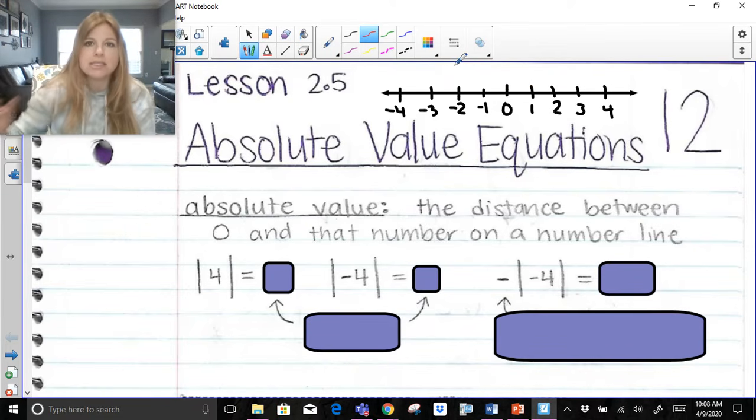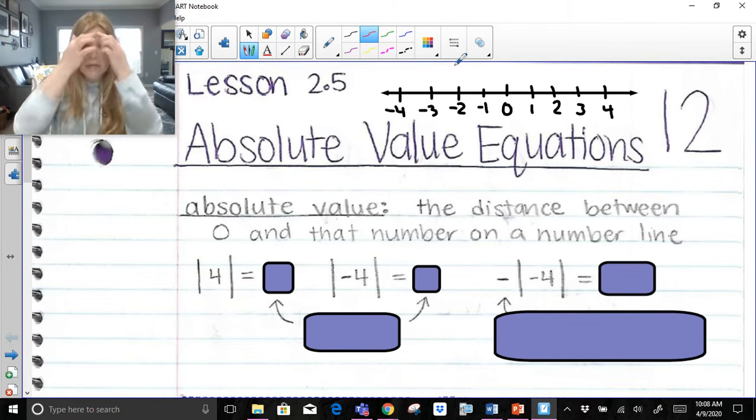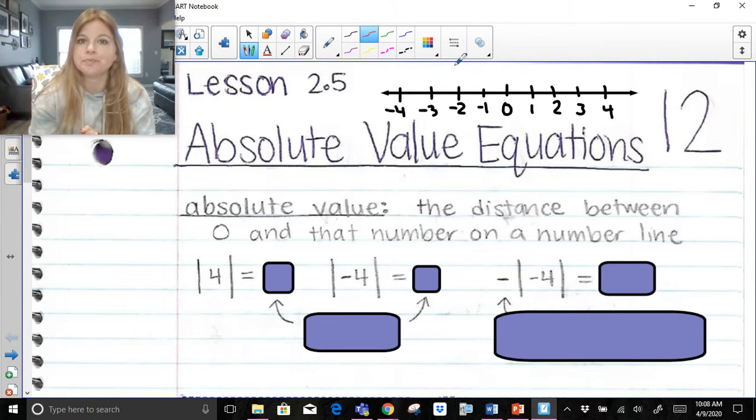And now distance is always positive. So if I was saying from me to the wall that's here, I would say it's 5 feet. If I was saying my distance from me to the wall on this side, I would also say 5 feet. I would never say negative feet because you can't have a negative distance. You can only have a positive distance. So if absolute value is about distance, then all of our results will always be positive, except for one special case when there's a negative on the outside of the absolute value. And we're going to be taking a look at that very soon.